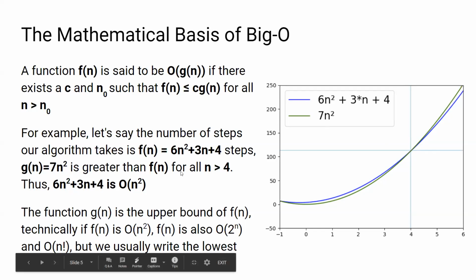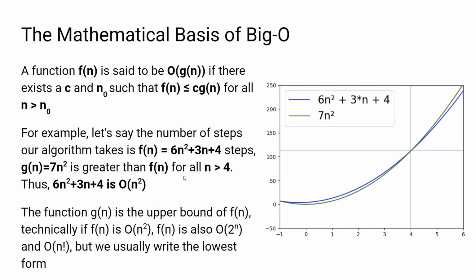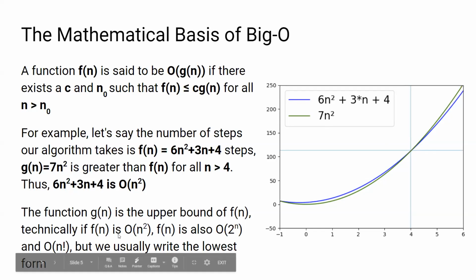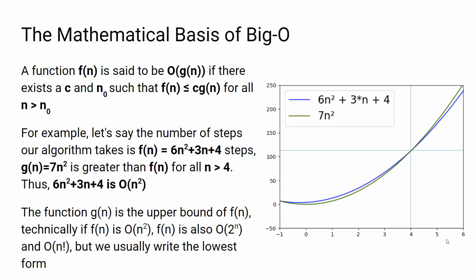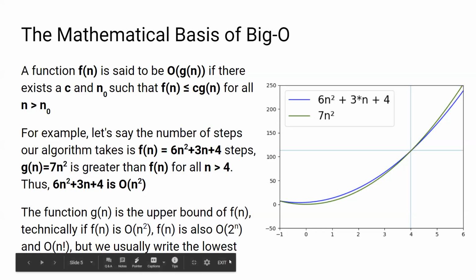And keep in mind too that g of n is an upper bound of f of n. So technically, if f of n is O of n squared, it's also O of 2 to the n, or O of n factorial. Normally you only see the lowest term, but just keep in mind that it is an upper bound.